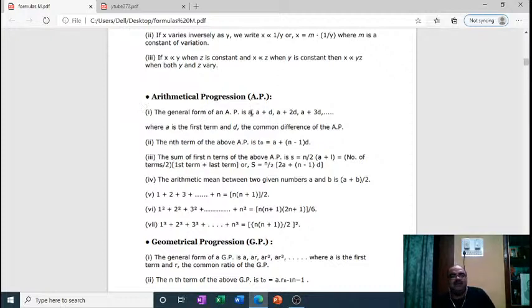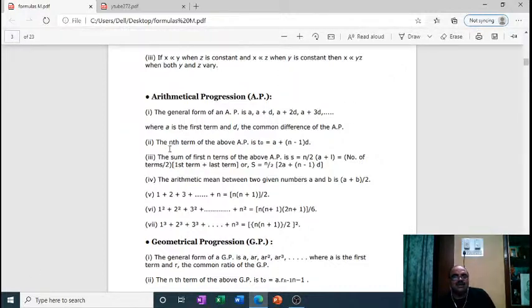The general form of AP is a, a plus d, a plus 2d, a plus 3d, etc. Its nth term is calculated as a plus n minus 1 into d. It is the nth term calculation. And if you want to find the summation, Sn is equal to n by 2 into a plus l, where l is the last term and a is the first term. It can also be written as n by 2 into 2a plus n minus 1 into d.